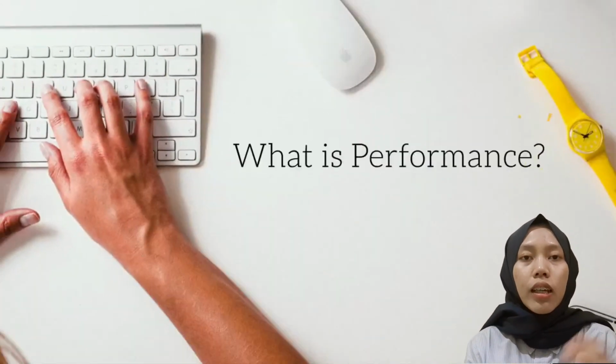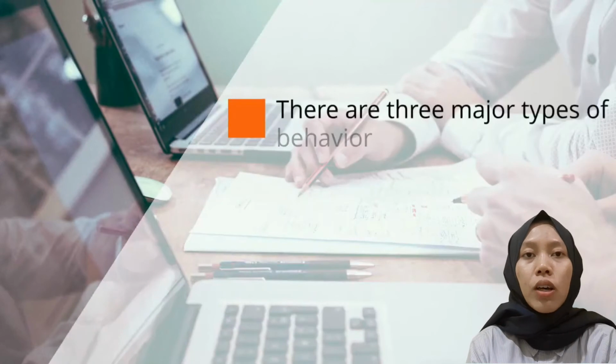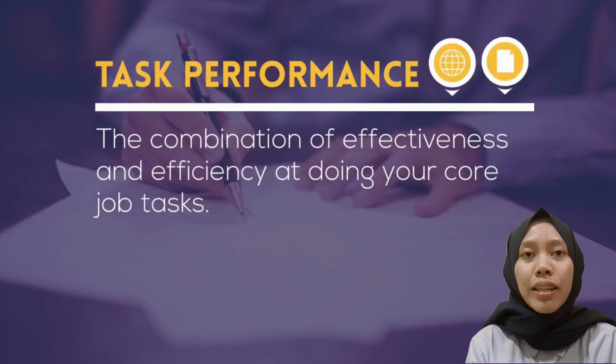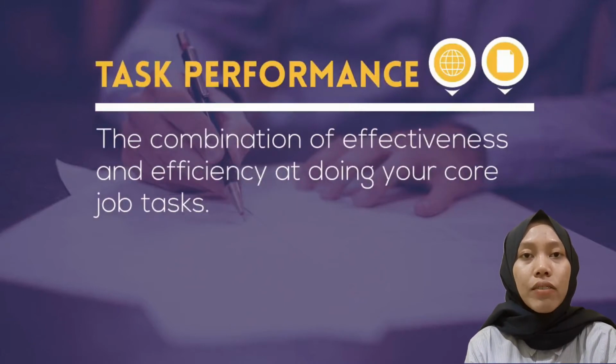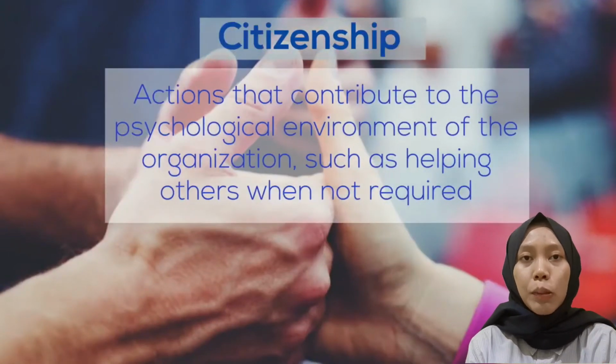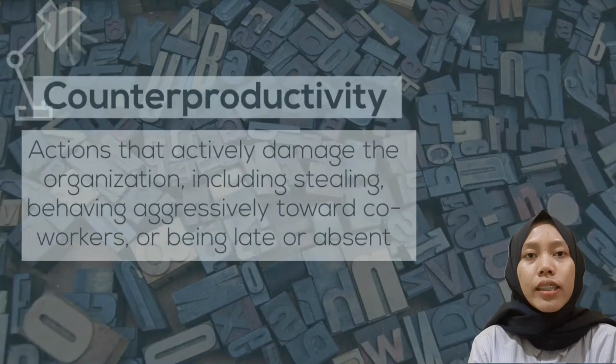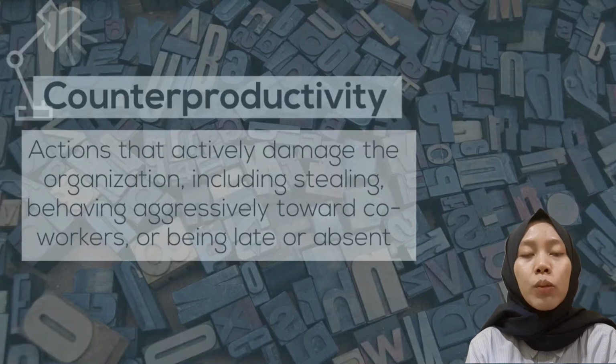What is performance? There are three major types of behavior that constitute performance at work. First is task performance. It's the combination of effectiveness and efficiency at doing your core job tasks. And the second is citizenship. These are the actions that contribute to the psychological environment of the organization, such as helping others when not required. And the third is counterproductivity. These are the actions that actively damage the organization, including stealing, behaving aggressively toward co-workers, or being late or absent.